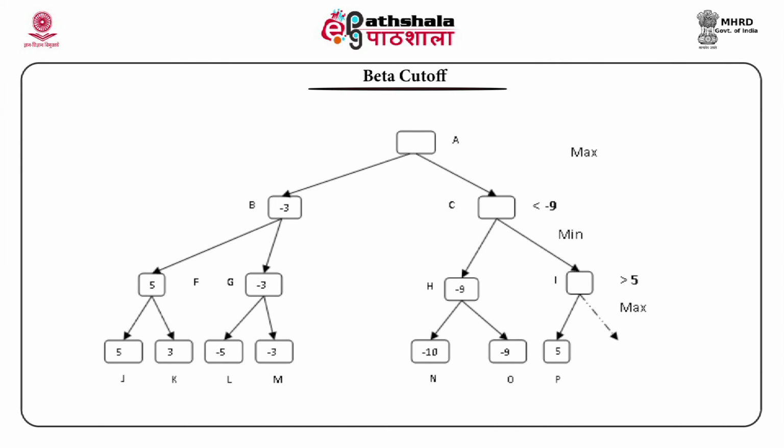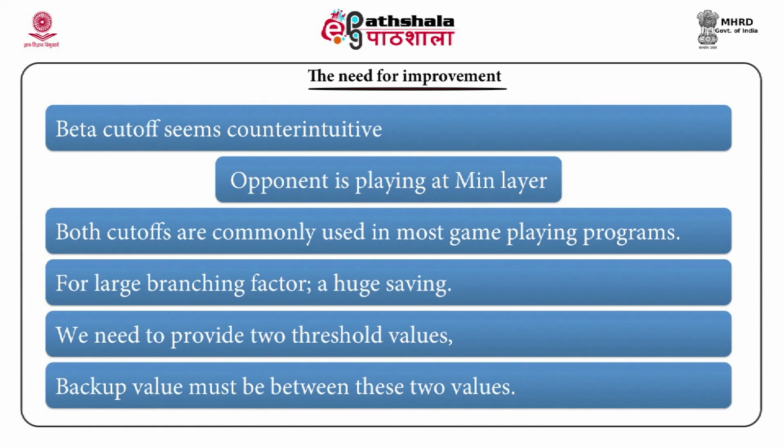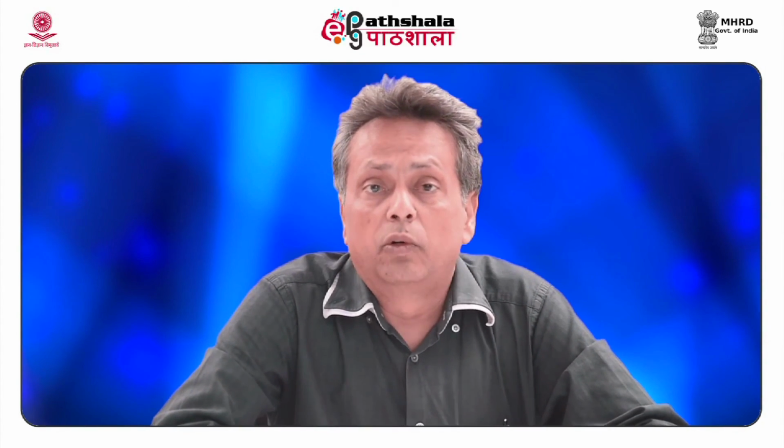That makes it an important cutoff here, and this happens at maximizing layer. A cutoff happening at maximizing layer is called beta cutoff. So these alpha and beta cutoffs are also applied to Minimax in most cases, which improves the algorithm further. With that, we'll complete this discussion on Minimax algorithm.